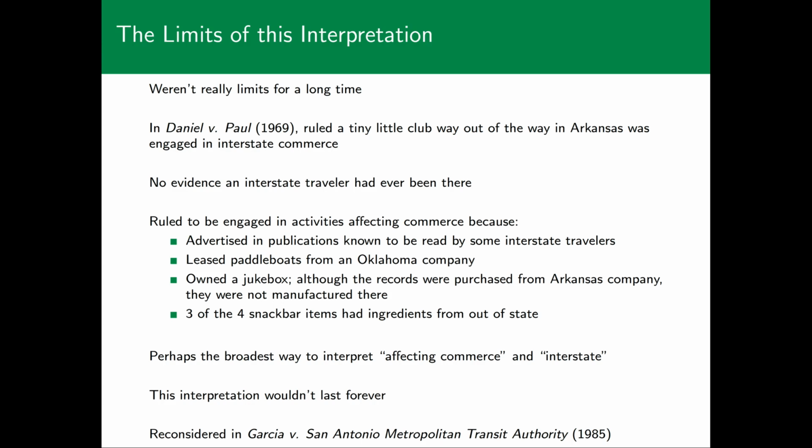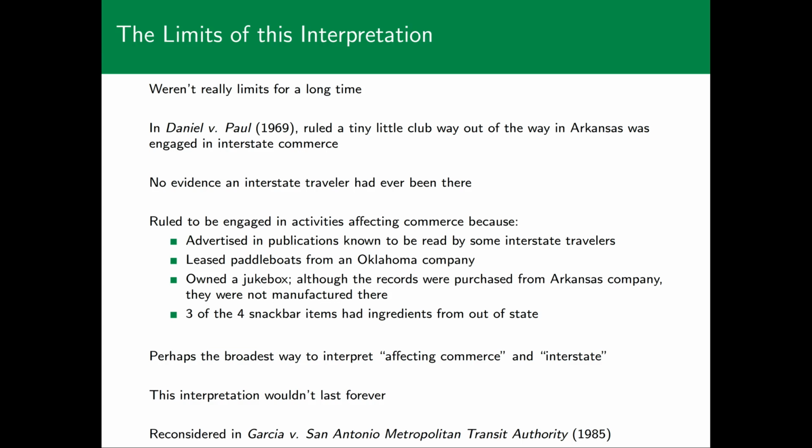They said it advertised in publications known to be read by some interstate travelers. I have no idea how the court would have determined that. They leased paddle boats from an Oklahoma company. There you go. Two different states. That's interstate, I guess. They owned a jukebox. The records were from an Arkansas company, but the records were not manufactured in Arkansas. And finally, 3 of the 4 snack bar items had ingredients that were made out of state. So these are really rinky-dink.